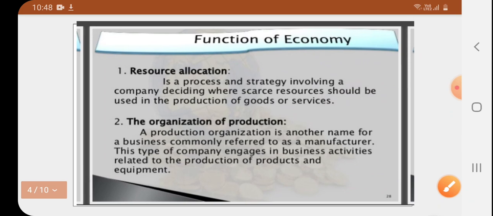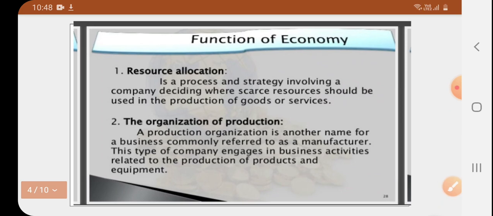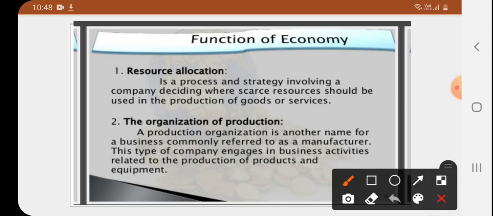Now let's learn the functions of economy. Number one, resource allocation. Resource allocation is the main and the first step or function of an economy. Okay, let's understand resource allocation. Number 1 point, it is a process and a strategy involving a company or a production unit, deciding where scarce resources should be used.